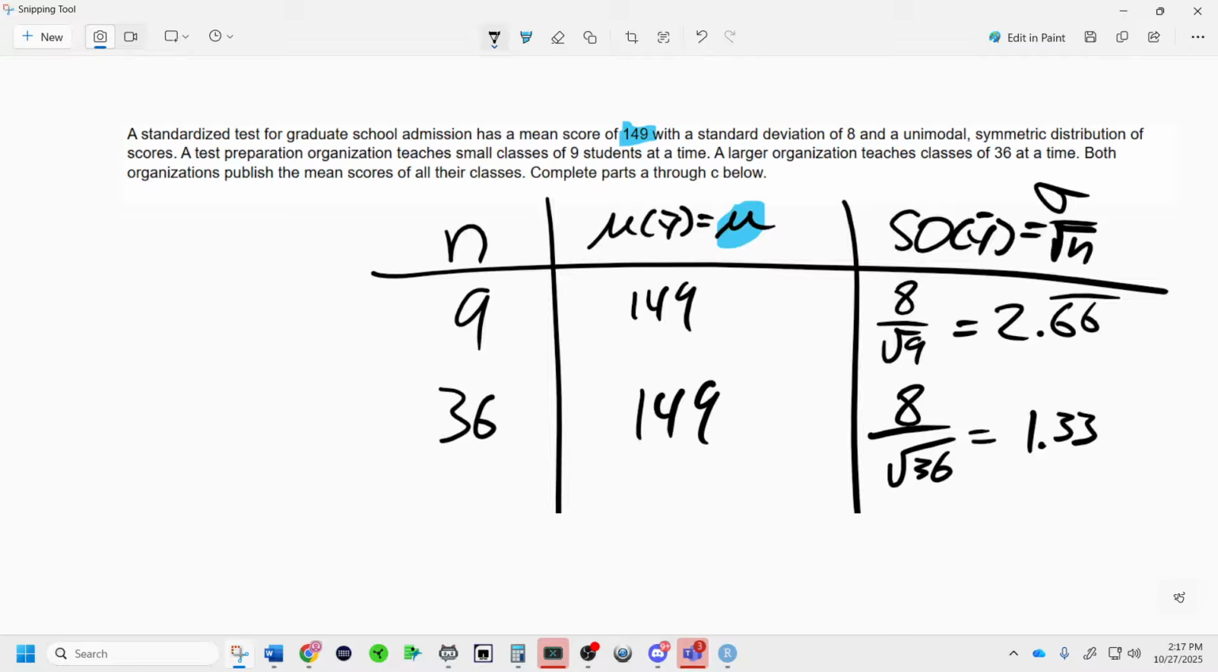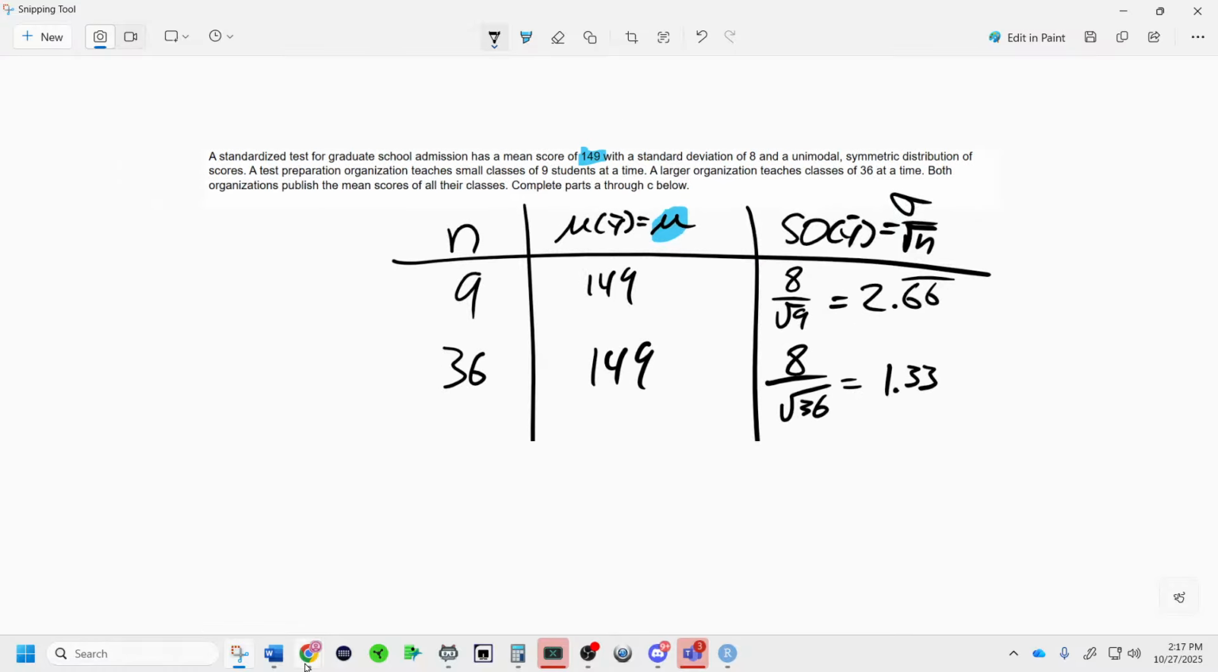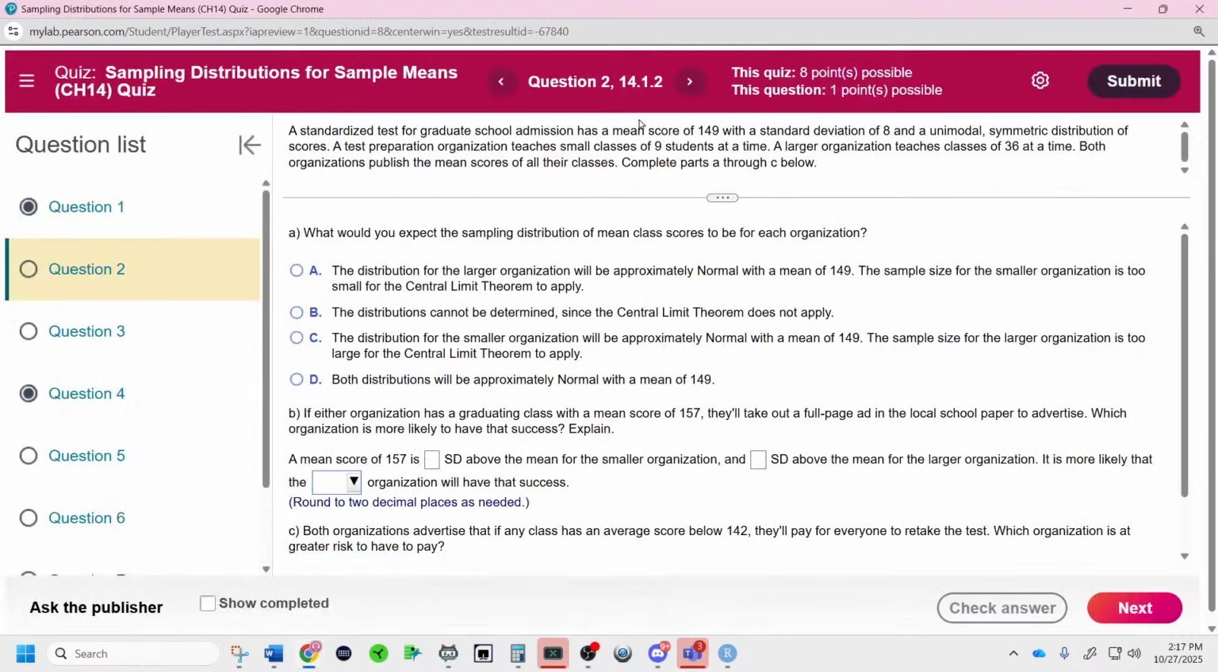Sounds good. And so now that we know this information right here, it's going to start asking us questions about it. Notice it says that both of the distributions are unimodal and symmetric. So this is going to the large enough n condition.